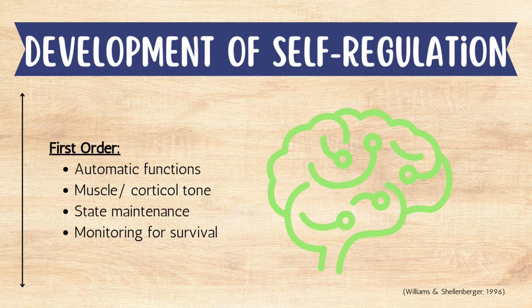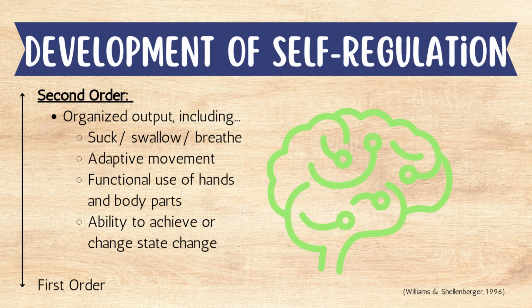Let's talk a bit more about the development of self regulation. The ALERT program, which again I'll share more about later, breaks self regulation into three orders. First order self regulation begins as babies and includes these automatic functions such as heart rate and respiration, and really what is needed for survival.